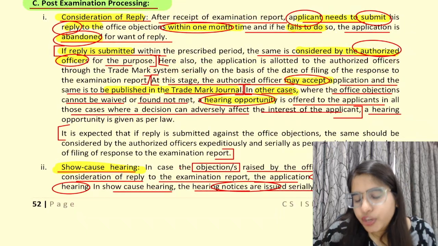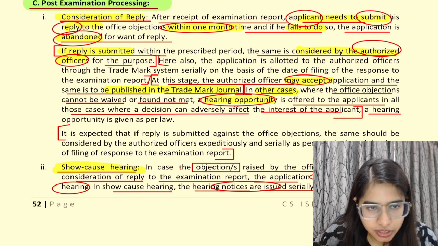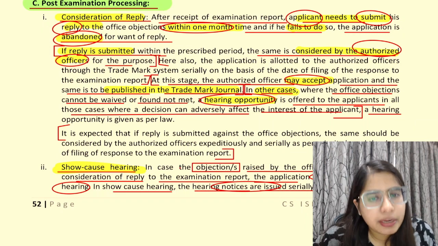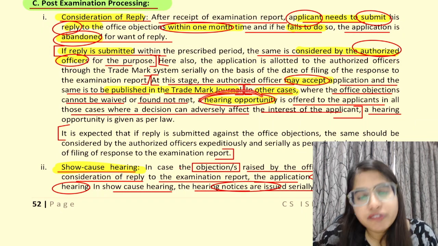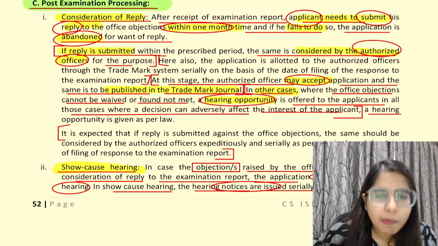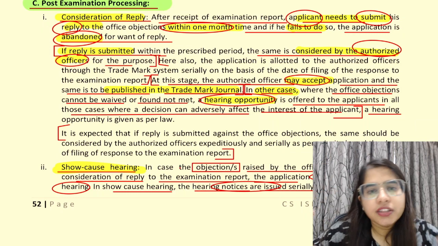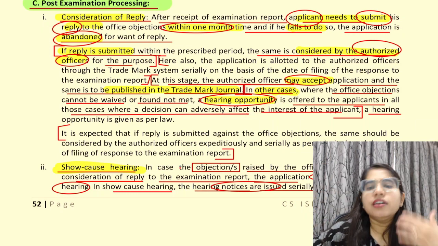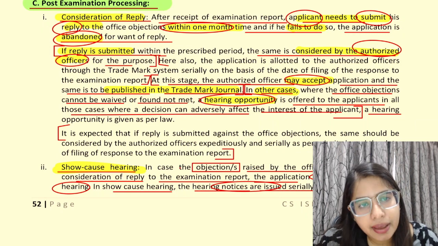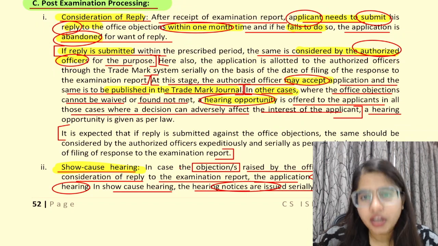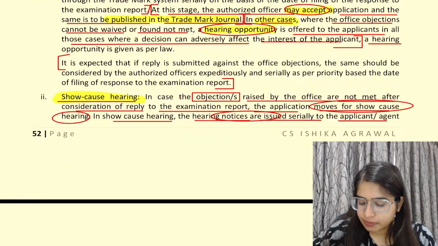However, if they don't accept my application, let's say they are not satisfied with the examination report, or they are not satisfied with my reply, then in that case they will give me an opportunity of being heard. A hearing opportunity they will give me. The hearing will be done. Both parties will be heard. They will give me a hearing opportunity, and after that they will cancel my application. They will cancel my application if they are still not satisfied. Are we clear with this? Yes. Next.